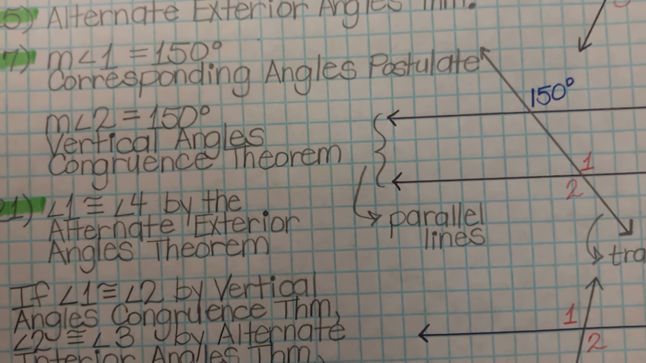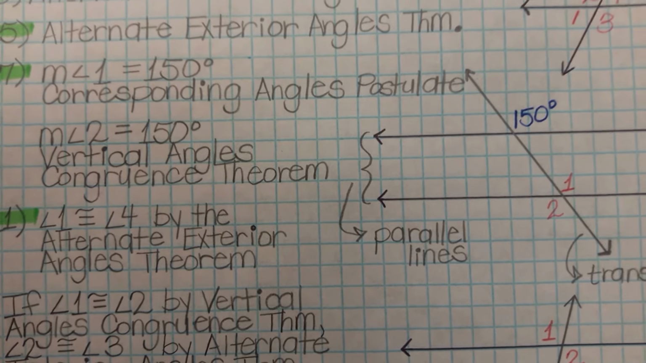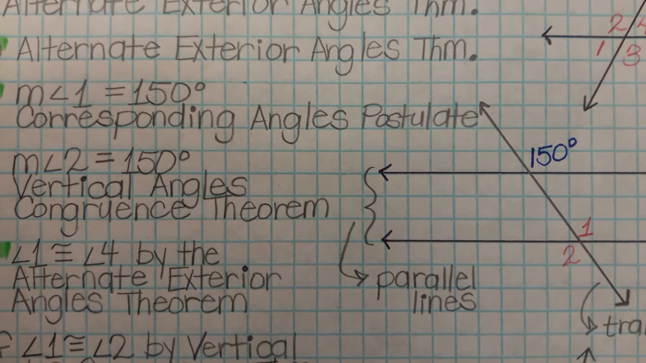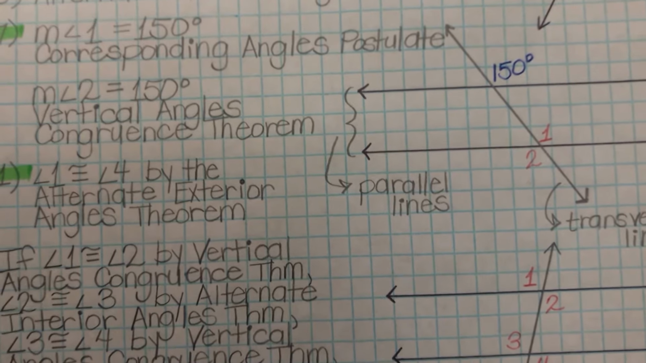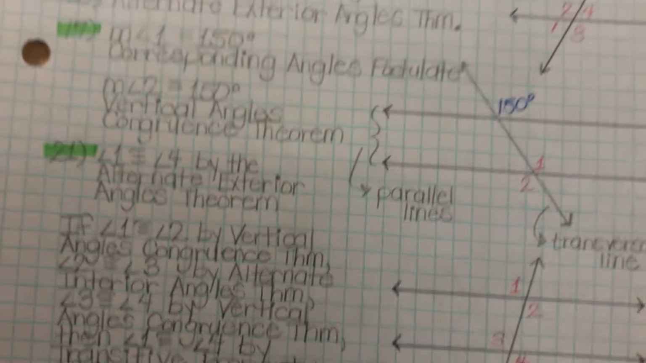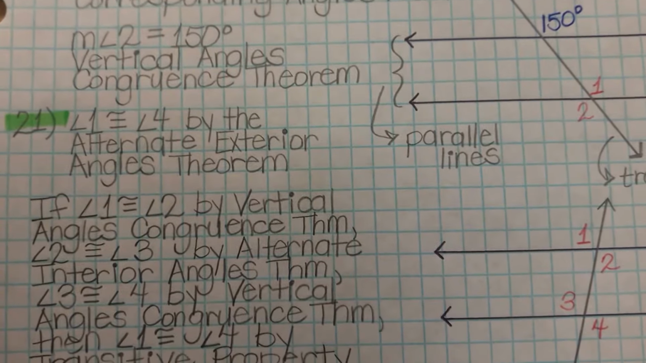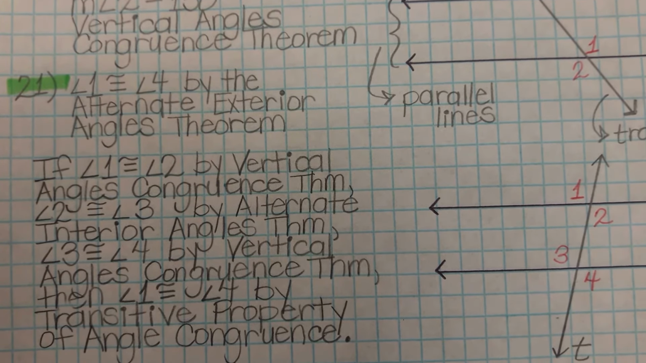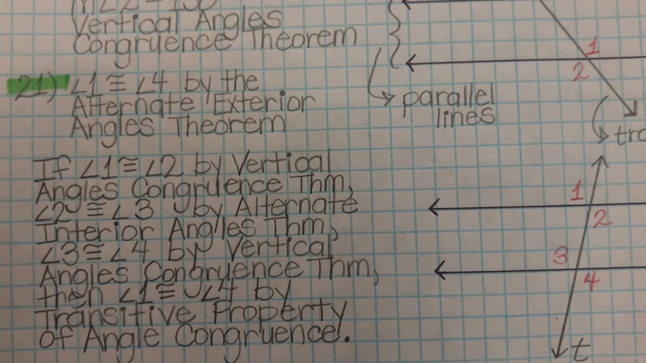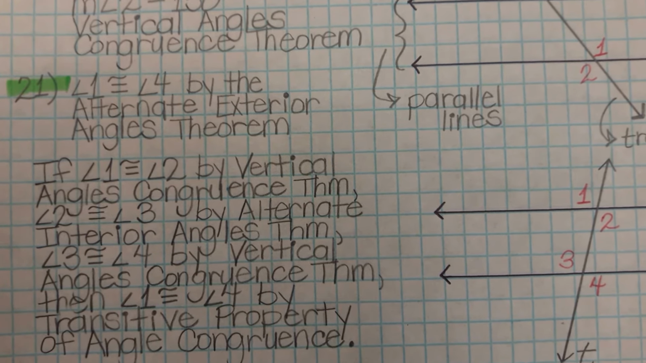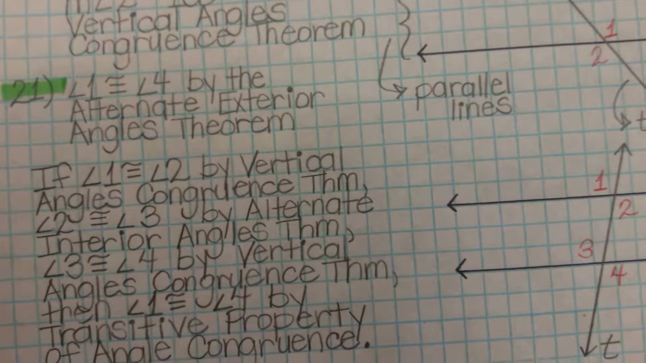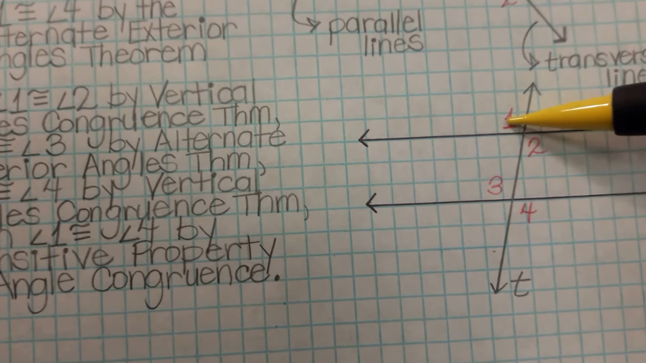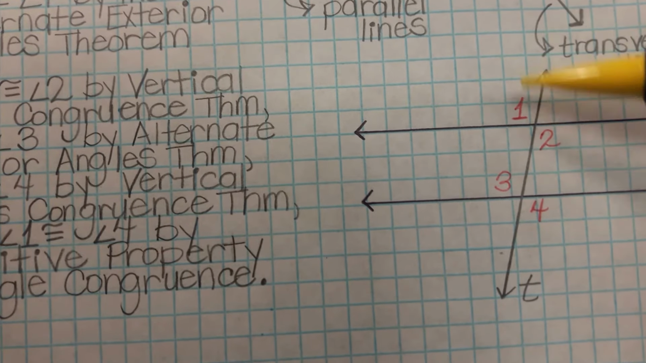Look at number 21. Number 21 is a short response. We want to make sure we understand what those symbols are saying in the reading. So for number 21, it says, given line P is parallel to line Q, describe two methods you can use to show that angle 1 is congruent to angle 4. So I'm trying to prove that angle 1 is congruent to angle 4 here.